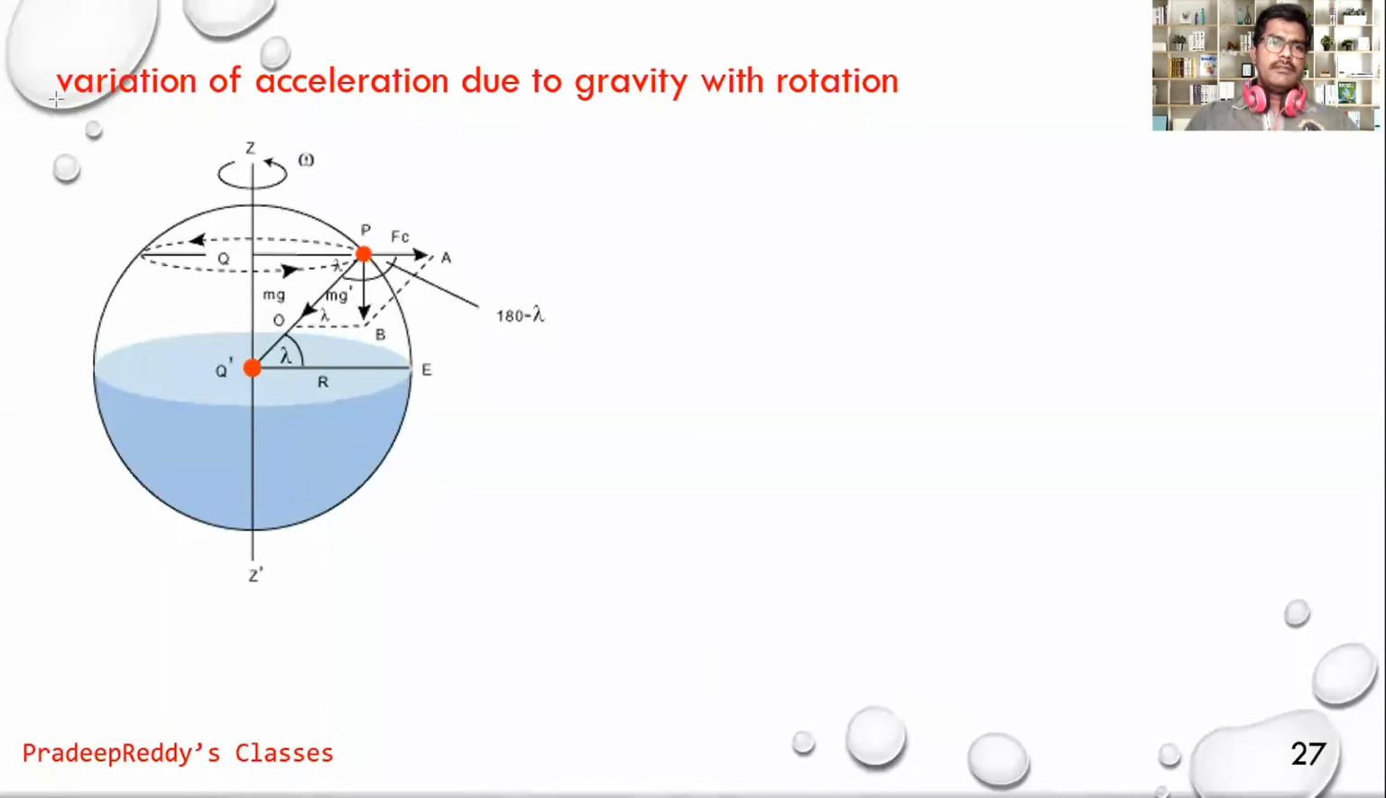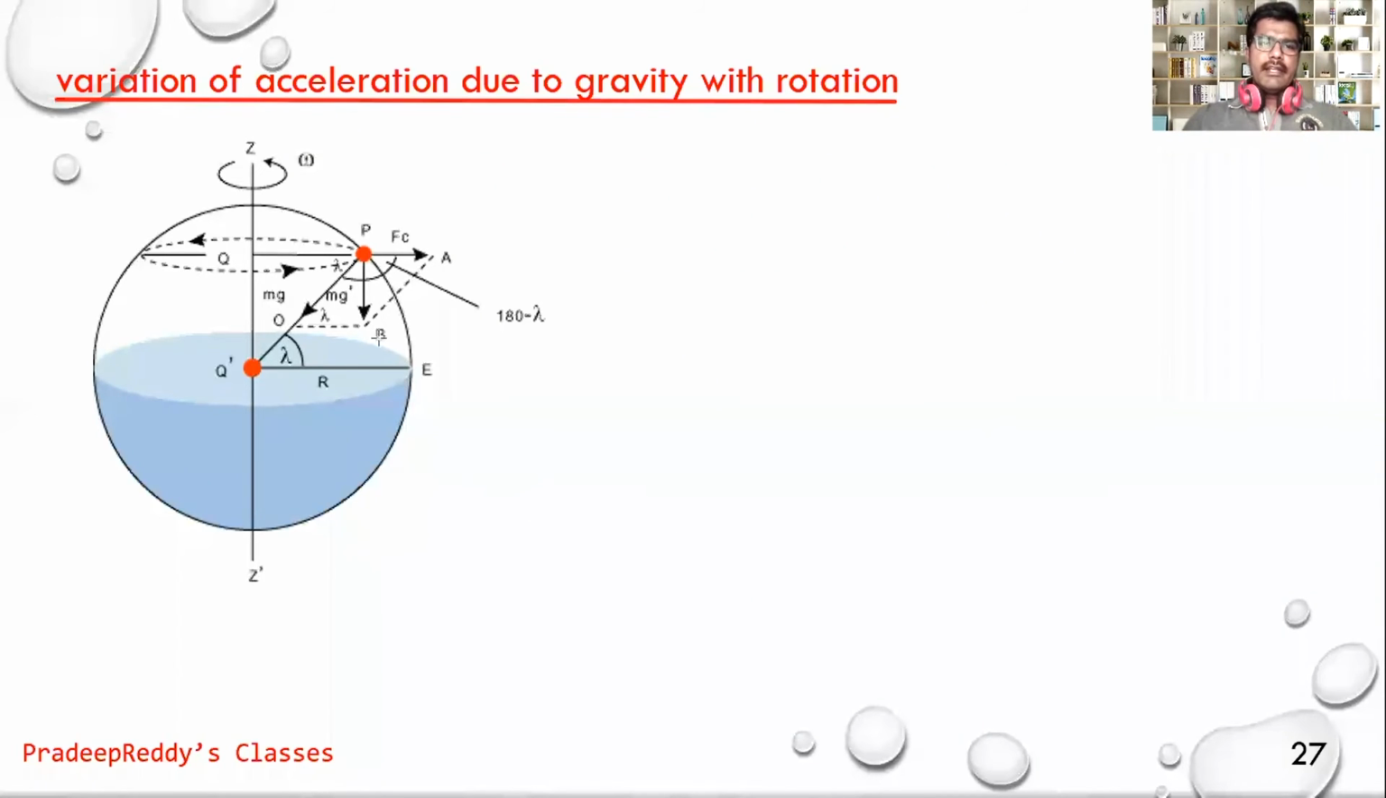Students, as we know, Earth always rotates, and along with rotation, it also revolves around the sun. So whenever Earth is rotating, there will be a centripetal and centrifugal force acting on a mass which is placed on the surface of the earth.